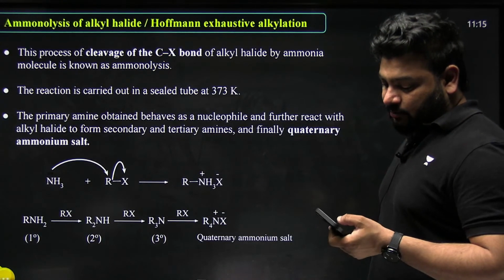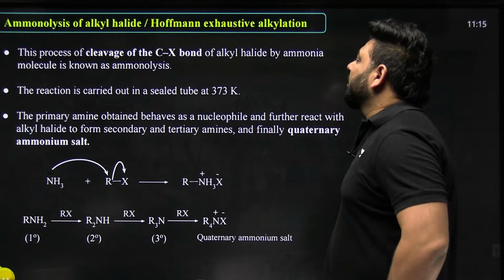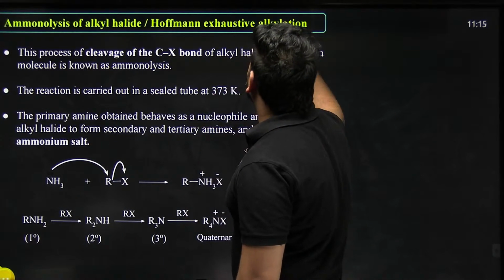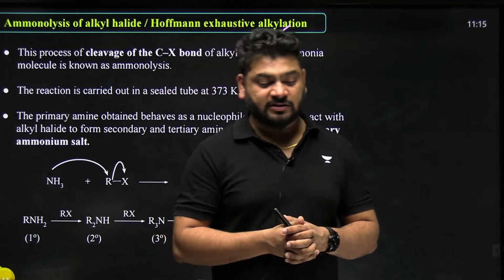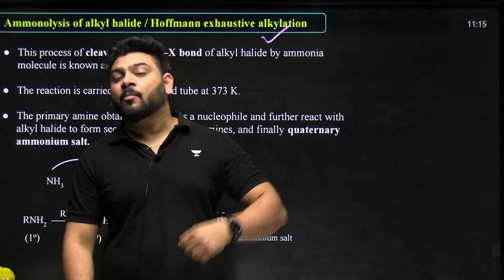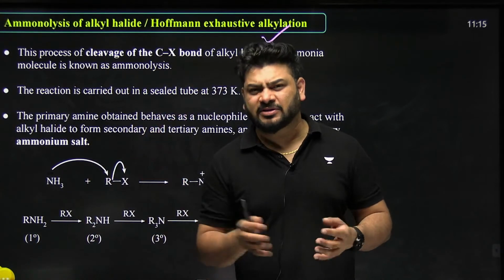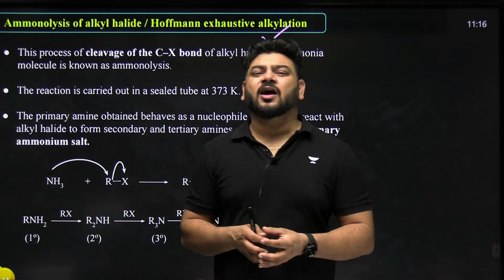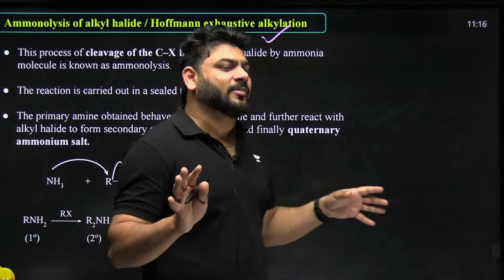Okay, so now we'll come to the next method, called Hoffmann exhaustive alkylation. What is alkylation doing over here? It is the addition of an alkyl group to the ammonia molecule. Do you remember, in the very first introduction part of amines, I told you how 1 degree, 2 degree, 3 degree amines are formed from ammonia by removing one H and adding the R group. A similar thing will be happening over here.